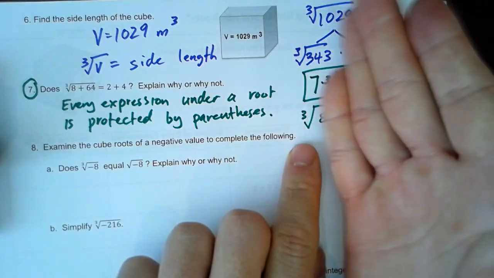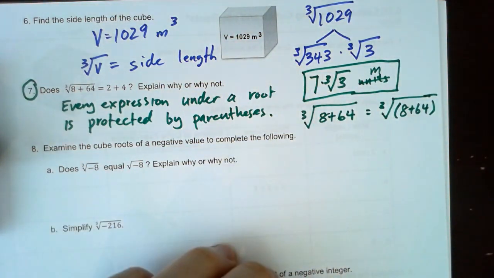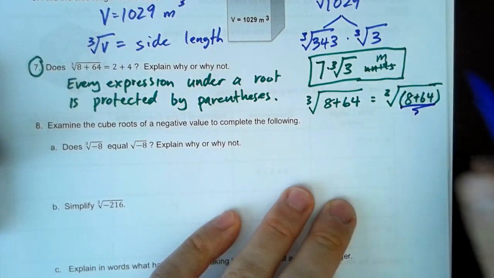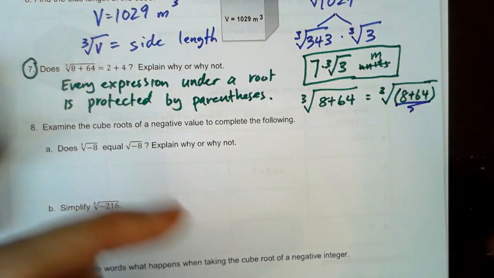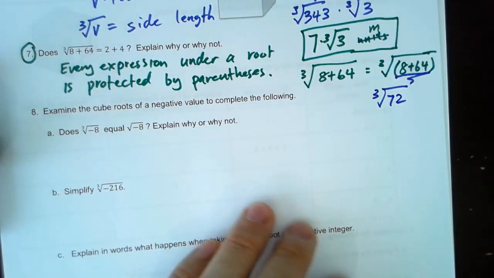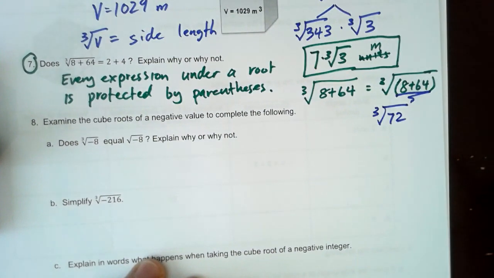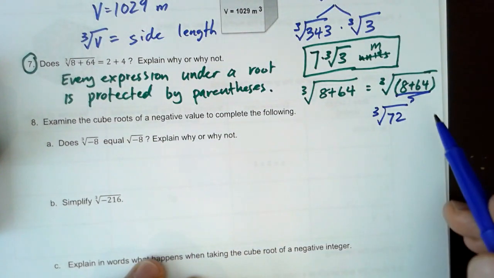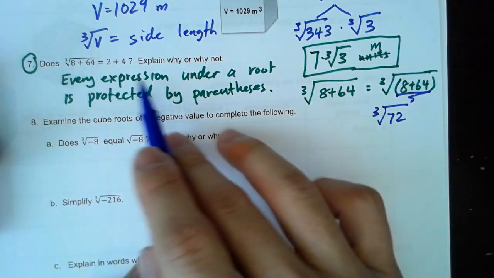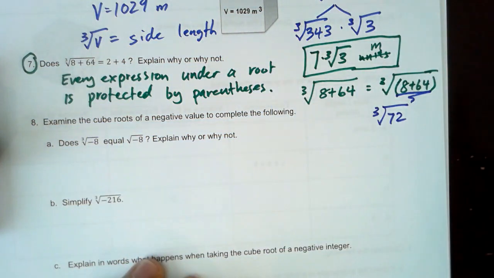You're not allowed to just cut it up and say, oh, I'm going to make the cube root of 8 plus the cube root of 64. No, you have to calculate 8 plus 64 first as an expression, combine it into one term, and then you take the cube root of 72. It's a very, very important concept. Be more than happy to explain that more. A lot of trial and error can go through with this. So this is just the key right here: every expression under a root, whether it be a square root or a cube root, is protected by parentheses.